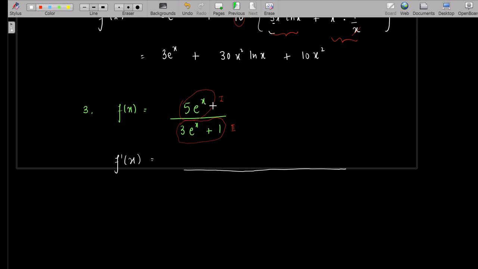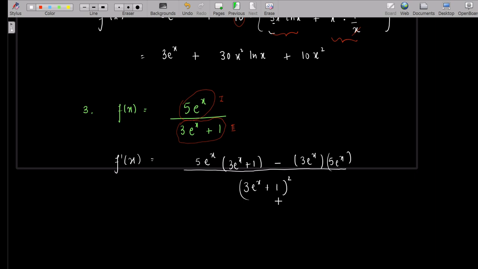So derivative of the first function, Anika, what will be the derivative of 5 e to the power x? 5 e to the power x. And you keep the second function as it is, minus derivative of the second function. So what will be the derivative of 3 e to x plus 1? Would it stay the same? No, it will not. Would it be 3e to x, like without the 1? Yes, it will be just 3e to the power x, and then you keep the first function as it is. And in the denominator, square of the second function. So 3e to x plus 1 squared. That's it. Your differentiation part is done.